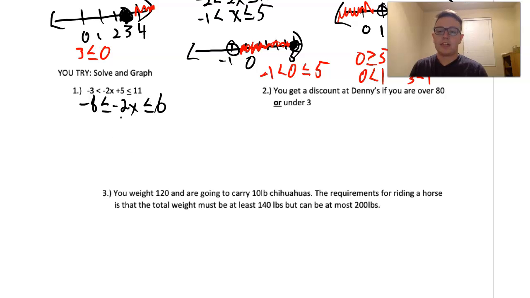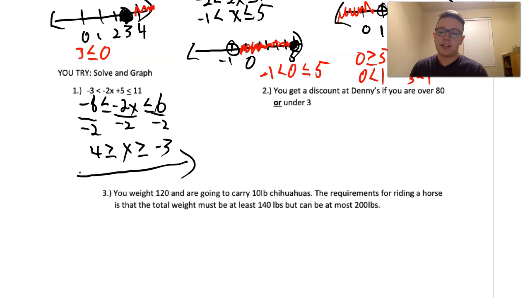Now what do we have to do? We're going to divide by negative 2. Hold on, we're dividing by a negative, meaning that we're going to have to flip this. So this becomes 4. But all we're going to do is flip both signs. So 4 is going to be greater than or equal to x, which is going to be greater than or equal to negative 3.